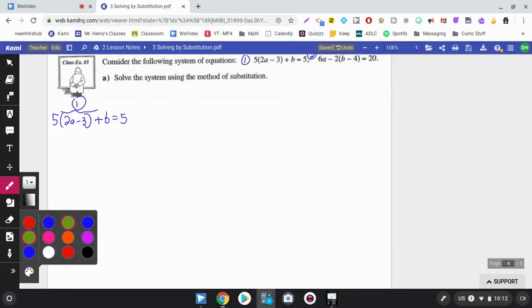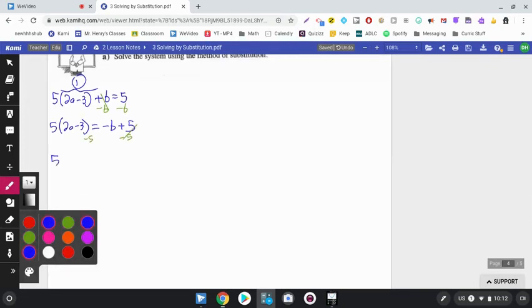So there's a couple ways. I'm going to say, let's move the b to the other side. So subtract b. 5 times (2a minus 3) equals negative b plus 5. And now I'll move the 5 over. Minus 5, minus 5. So you get 5 times (2a minus 3) minus 5 is equal to negative b.